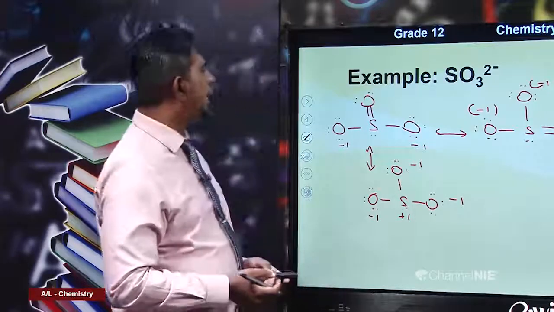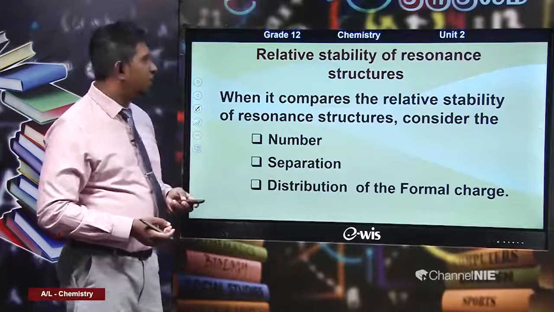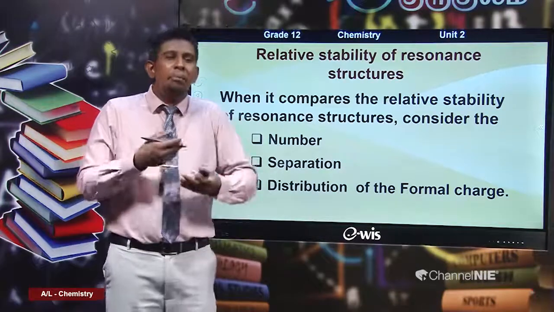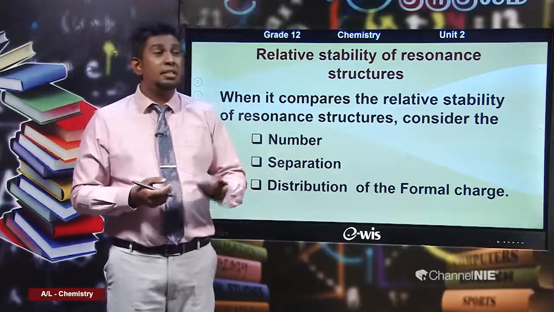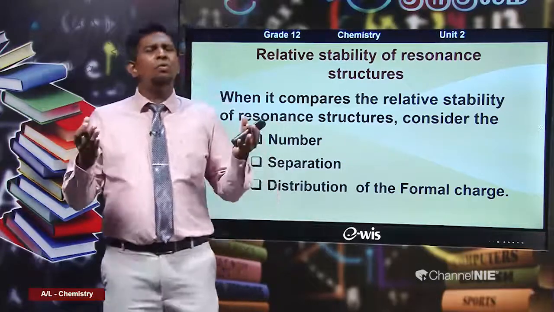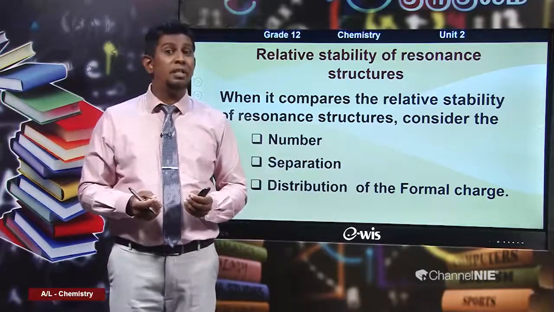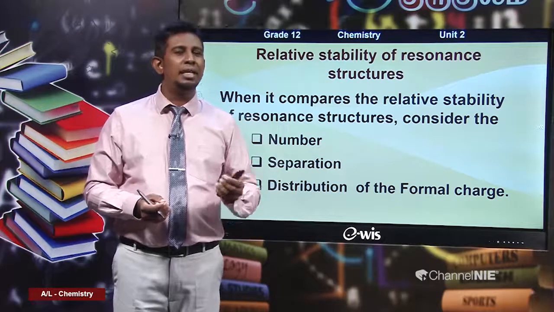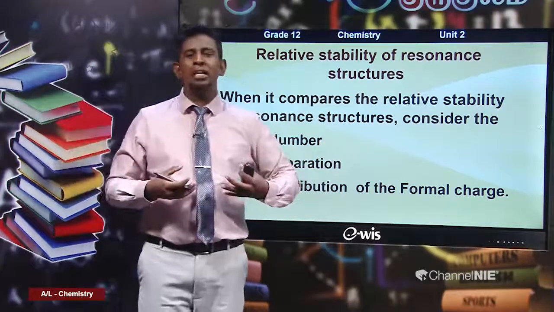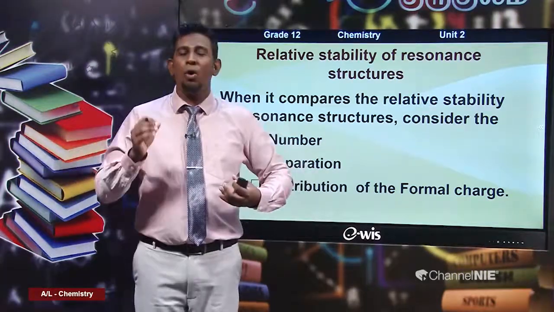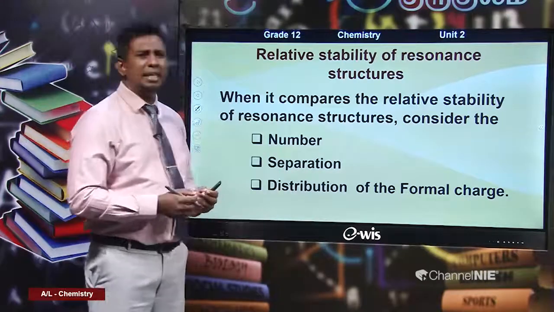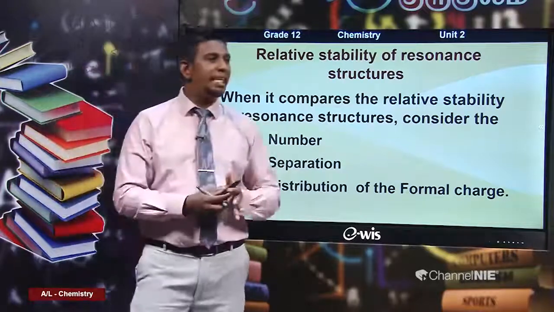So students, the relative stability of resonance structures is very important. It's very important in saying this is the Lewis structure. These are just resonance structures only. Then how would you decide which one is more stable and which one is less or least stable? Students, in that, counting up the total charge is very important. So we need to find the overall charge on each atom.